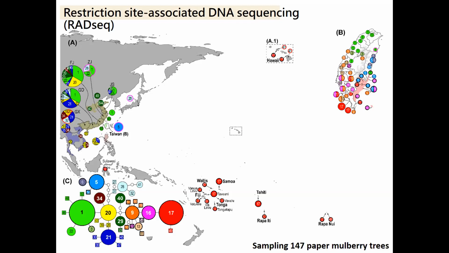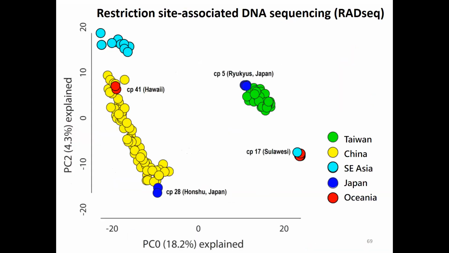This is unpublished data, but I just want to show you what we have. Basically, based on much more DNA sequence data, we can show that the DNA of this paper mulberry tree can be separated into two major groups. The yellow one is from China, and the green one is from Taiwan. The Pacific paper mulberry is genetically much closer to the population from Taiwan, and CP41, which is from Hawaii, is genetically closer to southern China.